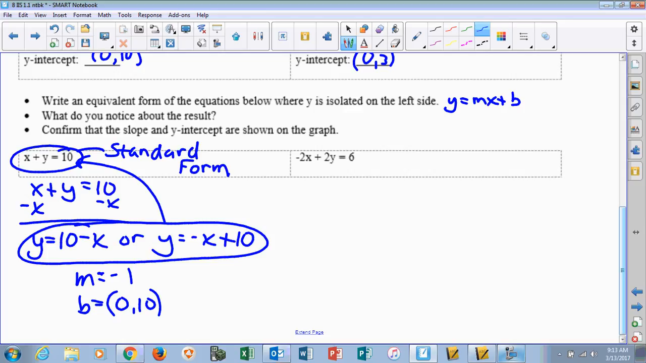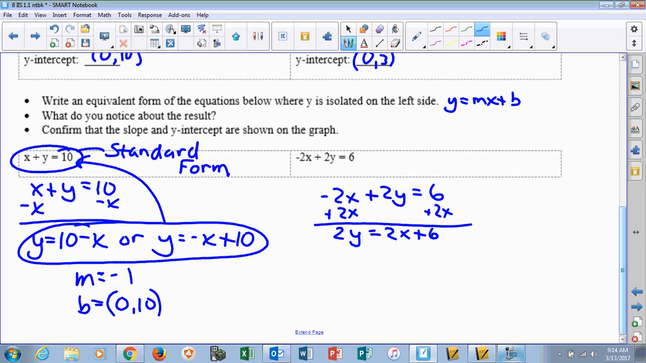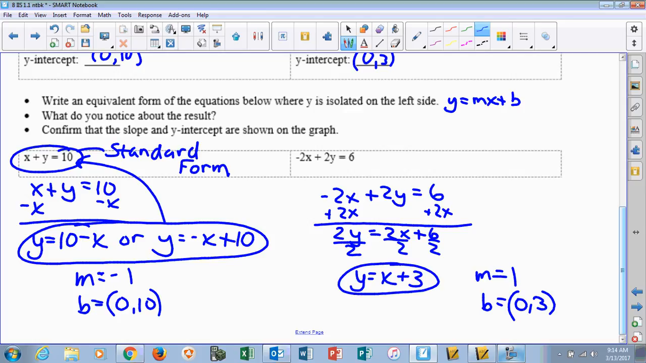And if I take this one, negative 2x plus 2y equals 6, and I move the x's over, so I've got to add 2x to both sides. Now I've got the y on the left, but it's not just a y, it's a 2y. So I'm going to divide everybody by 2. And here it is simplified as far down as it could go: y equals x plus 3. Then I know the slope is 1, because the number in front of the x is 1, and that was the slope up above, if you noticed. And my y-intercept is at (0, 3).